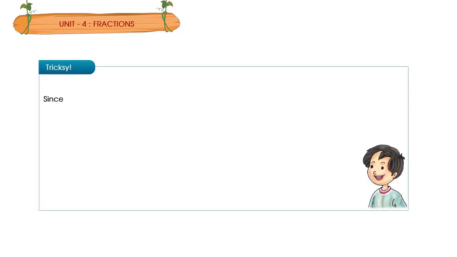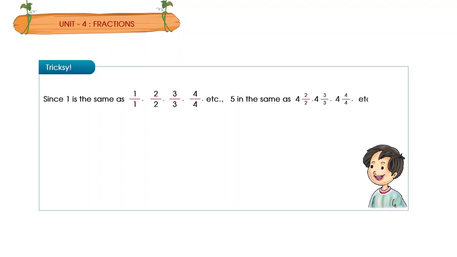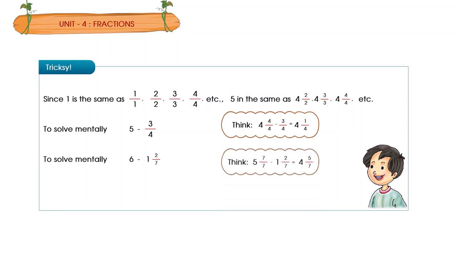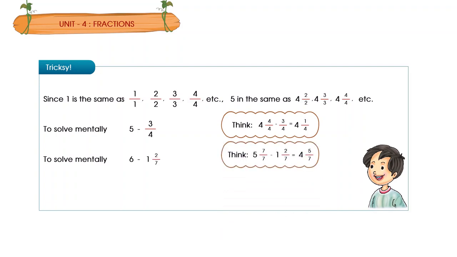Trick. Since 1 is the same as 1/1, 2/2, 3/3, 4/4, etc., 5 is the same as 4 2/2, 4 3/3, 4 4/4, etc. To solve mentally 5 minus 3/4, think 4 4/4 minus 3/4 is equal to 4 1/4. To solve mentally 6 minus 1 2/7, think 5 7/7 minus 1 2/7 is equal to 4 5/7.